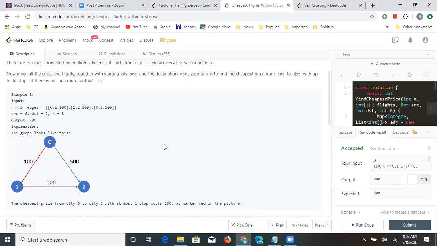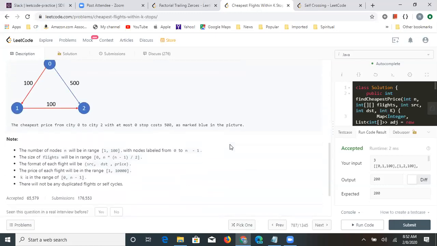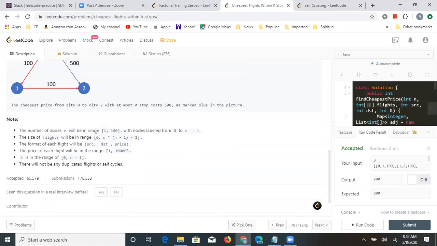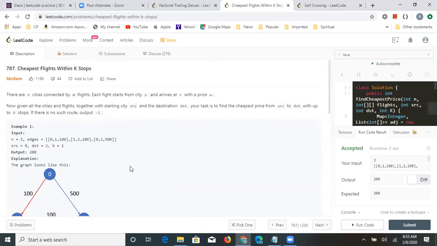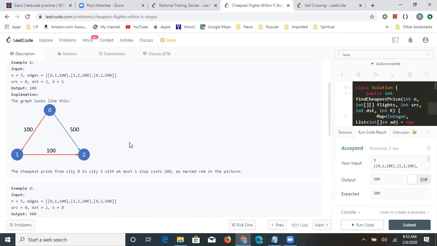Where every node is a city connected by edges, and there are some weights. So we can call it a weighted graph. Yes, we are closer to a lot of things. If you want to generalize it, it's a weighted graph for sure. Plus, if you come here, there is another example. You have nodes in the range, that is fine, and then see this line. There will not be any duplicated flights or self cycles. So this is a directed weighted graph without a cycle.